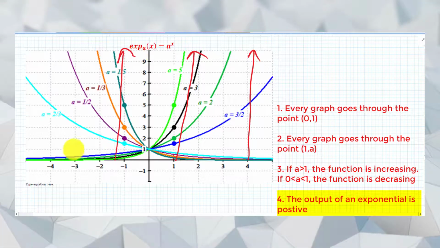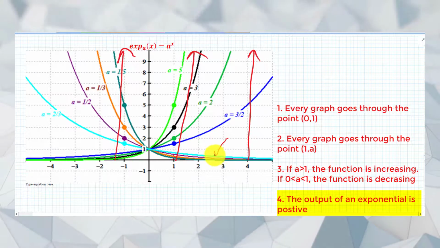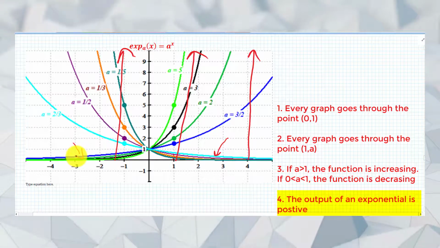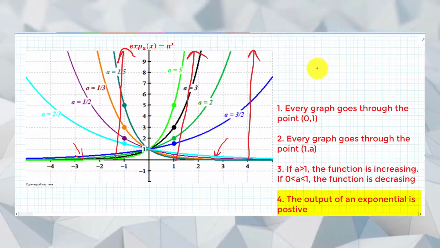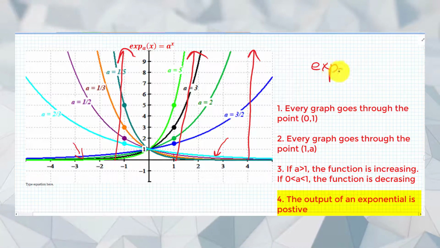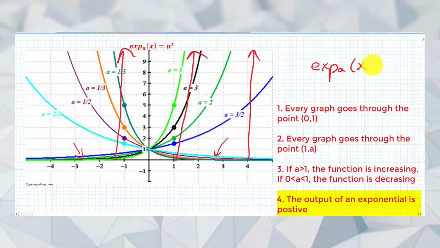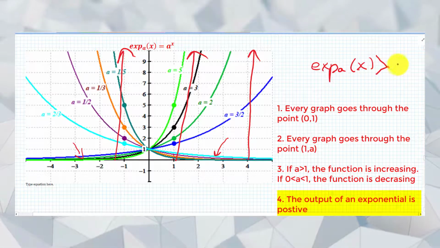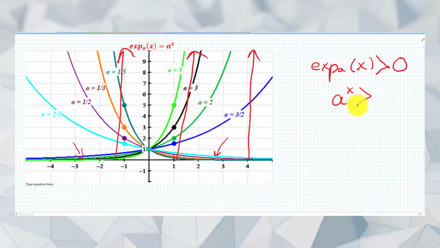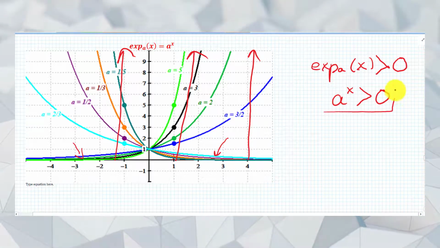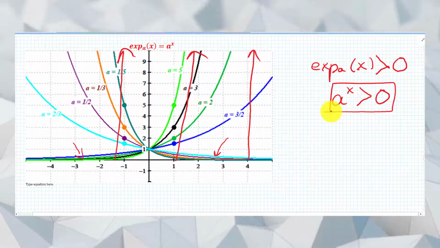And actually, the last property will be that the x-axis is the asymptote. So the graph is not equal to the x-axis. What does it mean? It means that no matter what the base is or the input is, an exponential base a will be above 0. So a to the x is always a positive quantity, never negative.